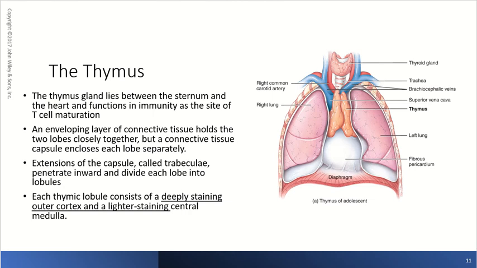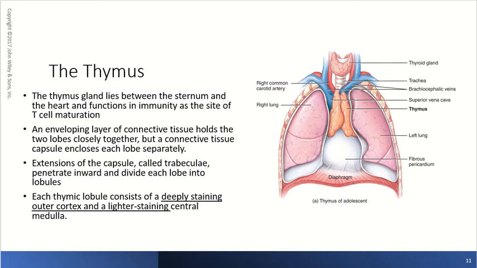So let's look at these individual lymphatic organs and tissues individually here, starting with the thymus. The thymus gland is going to lie between the sternum and the heart, and functionally, it's going to be involved in immunity as the site of T cell maturation. An enveloping layer of connective tissue is going to hold these two lobes of the thymus closely together, but a connective tissue capsule is going to enclose each of these lobes separately.